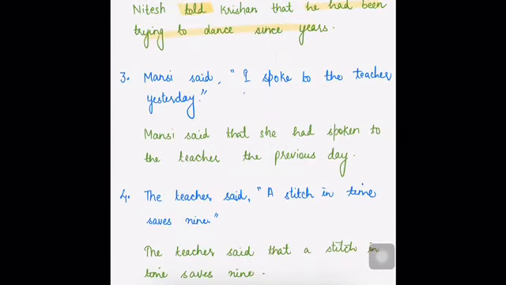Okay, coming to the next example, Mansi said, I spoke to the teacher yesterday. So Mansi said, which is past tense, that is why we'll change the tense of the reported speech. So Mansi said that, which we are using because we are removing the comma, she had spoken to the teacher the previous day. So why have we made it she had spoken? Because this is simple past, and simple past changes into which tense? Past perfect.